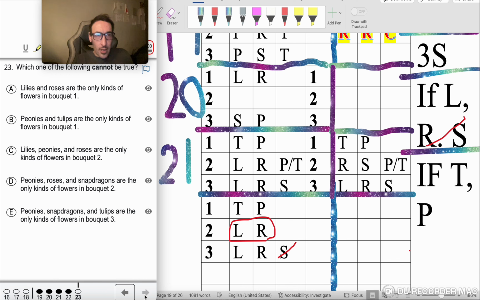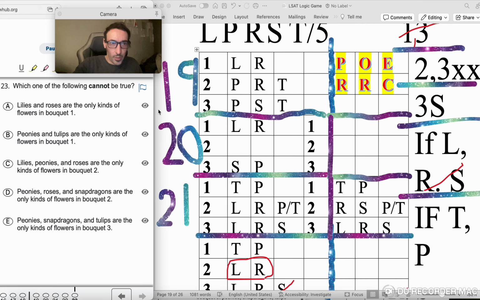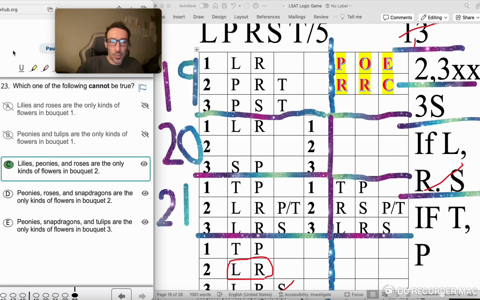Question 23, the final one. Which of the following cannot be true? So if we see it, please go ahead and remove it. L, R, and 1. We see in question 19. Go ahead and remove it. P and T in bouquet 1. We see it in this world 21. Go ahead and remove it. L, P, R are the only kinds in bouquet 2. L, P, R. We don't see that in any world possible, so go ahead and select it as the one that cannot be true. Answer C.